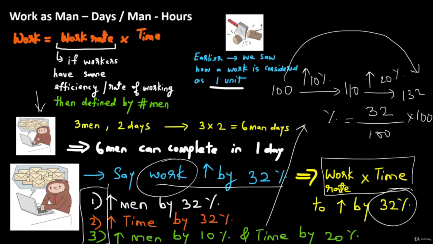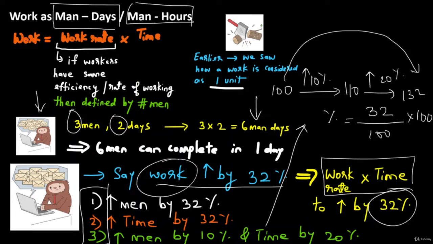So let's quickly recap. Work is equal to work rate into time. That's how we define work in terms of man days or man hours. So if a work takes 3 men 2 days, we say that that work is equivalent to 6 man days.